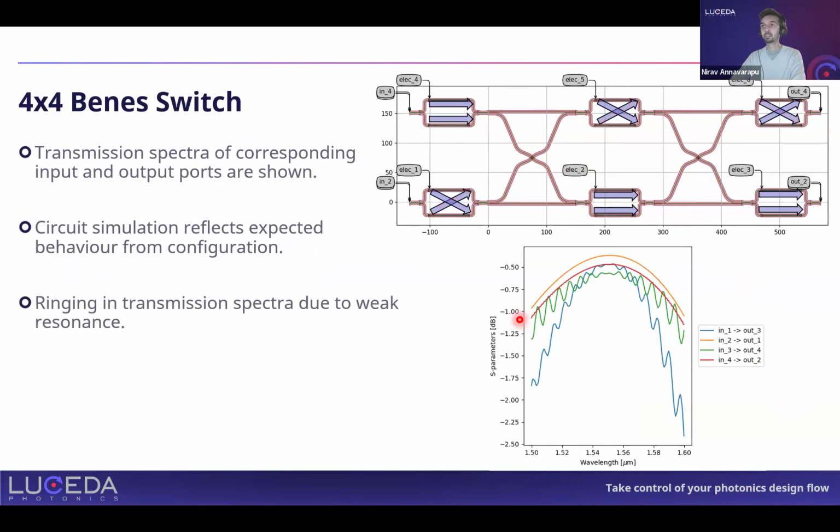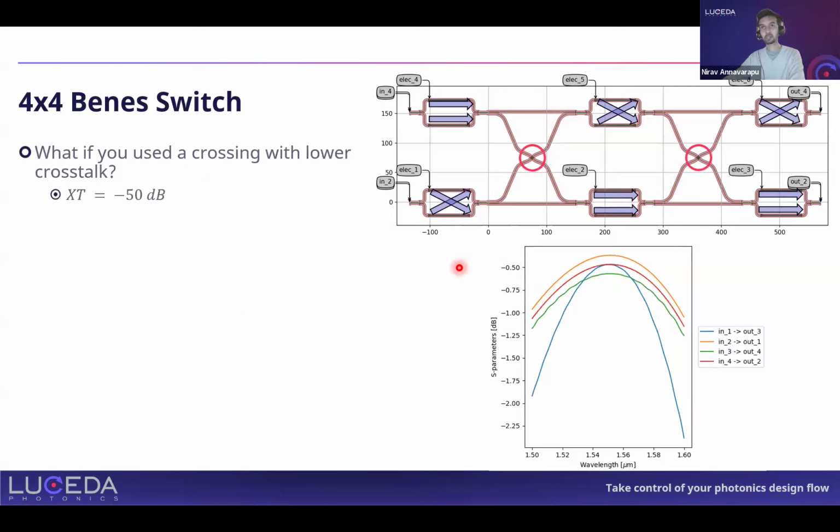All the transmissions from the input ports arrive at the expected output ports of the circuit. The transmissions are almost equal, with some marginally lower transmissions for the other input channels owing to extra insertion losses. There's also ringing observed in this circuit, which exists due to a weak resonance formed by the crosstalk introduced by the crossings. And as a matter of fact, if you replace the crossing with another equivalent with a much lower crosstalk, this ringing disappears.